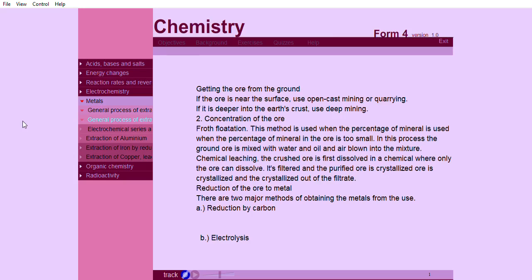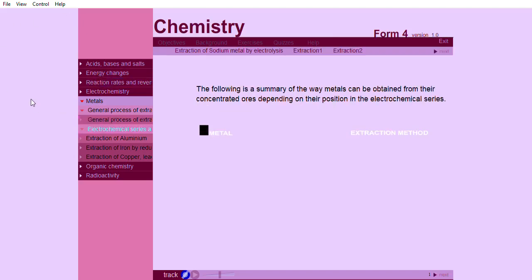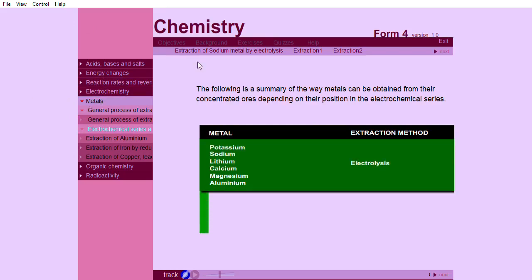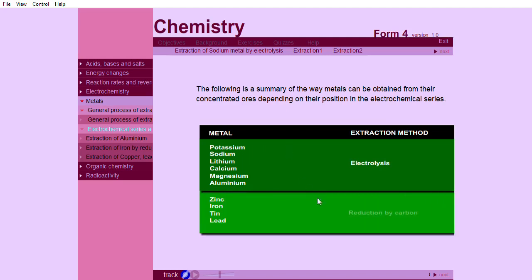Reduction of the ore to metal. There are two major methods of obtaining the metals from the ore: reduction by carbon and electrolysis. The following is a summary of the way metals can be obtained from their concentrated ores depending on their position in the electrochemical series.